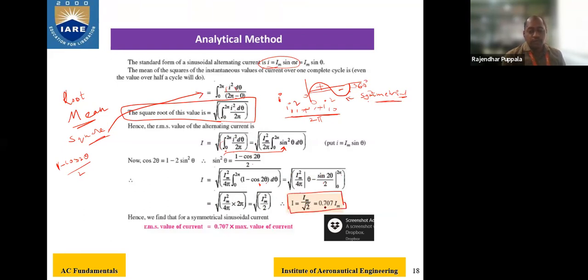What is 1 by root 2? That is 0.707. So what is the RMS value? The RMS value of an alternating quantity or sinusoidal waveform is 0.707 times the maximum value, Im. So this is the method to find the RMS value for a symmetrical waveform.